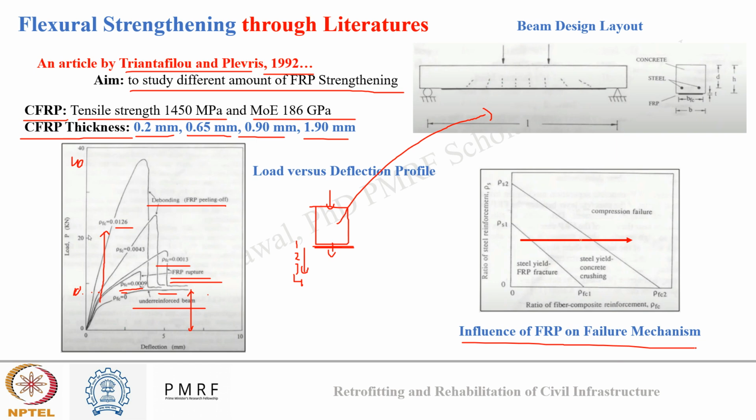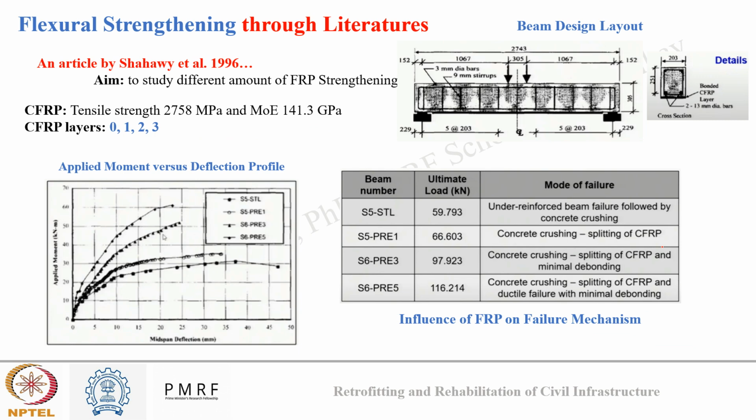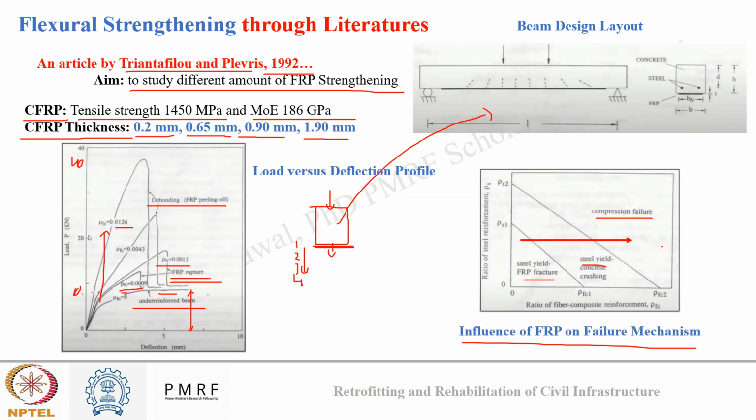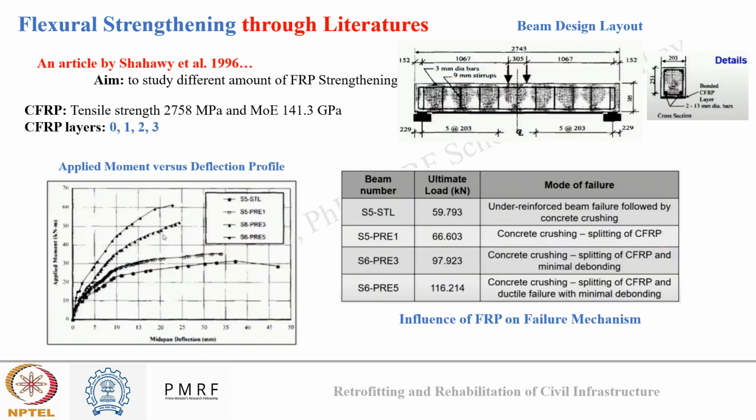So as there is an increase in the amount of FRP thickness, my failure mechanism changes from steel yielding to steel concrete crushing to compression failure. From FRP failure, I go to concrete failure, as my amount of FRP is increasing. By increasing the thickness, it is the same as increasing the amount of FRP only.